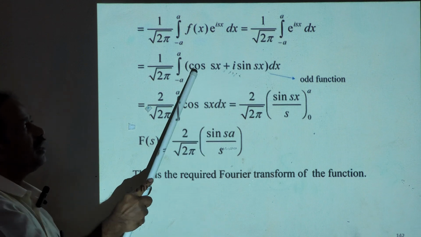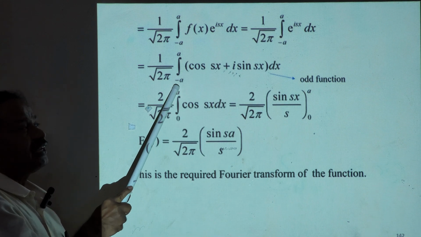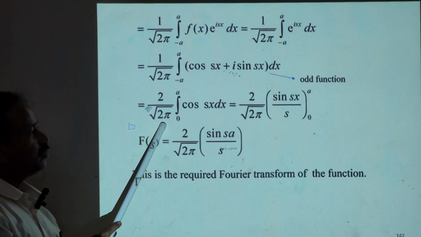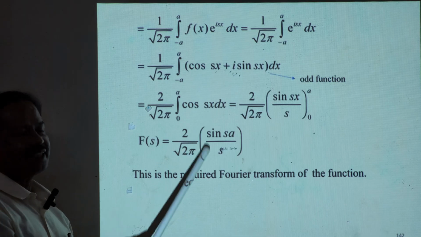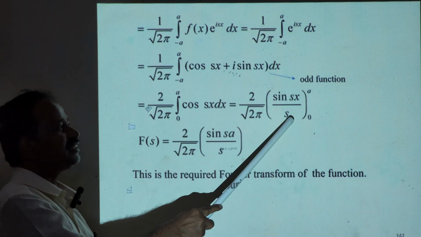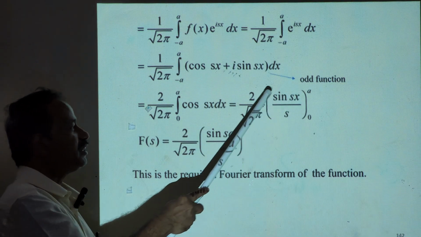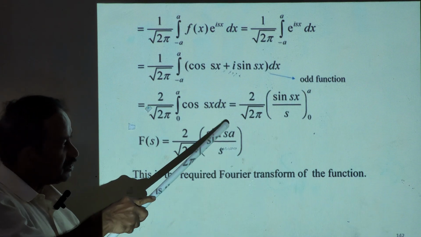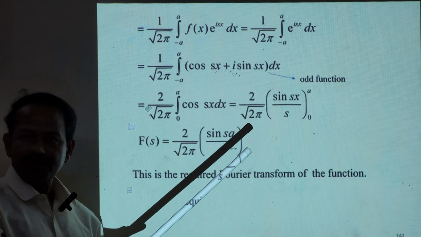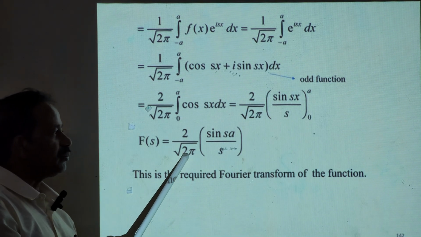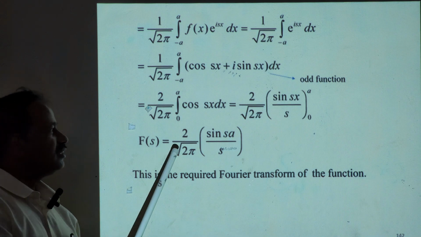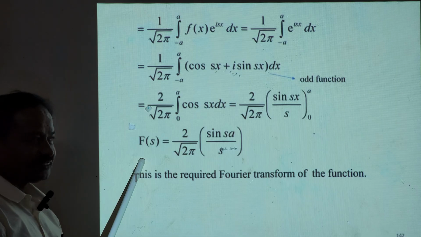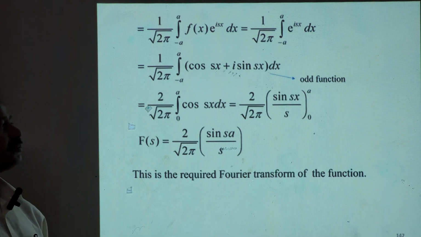This becomes 0. And for the even function, instead of minus a to plus a, we can write 2 times 0 to a. So it becomes 2 divided by root 2 pi, integral 0 to a of cos sx dx. The integration gives sin sx divided by s. Substituting the upper limit, instead of x you substitute a, gives sin sa divided by s. Sin 0 is 0. So f of s equals 2 divided by root 2 pi times sin sa by s. This is the required Fourier transform of f of x.